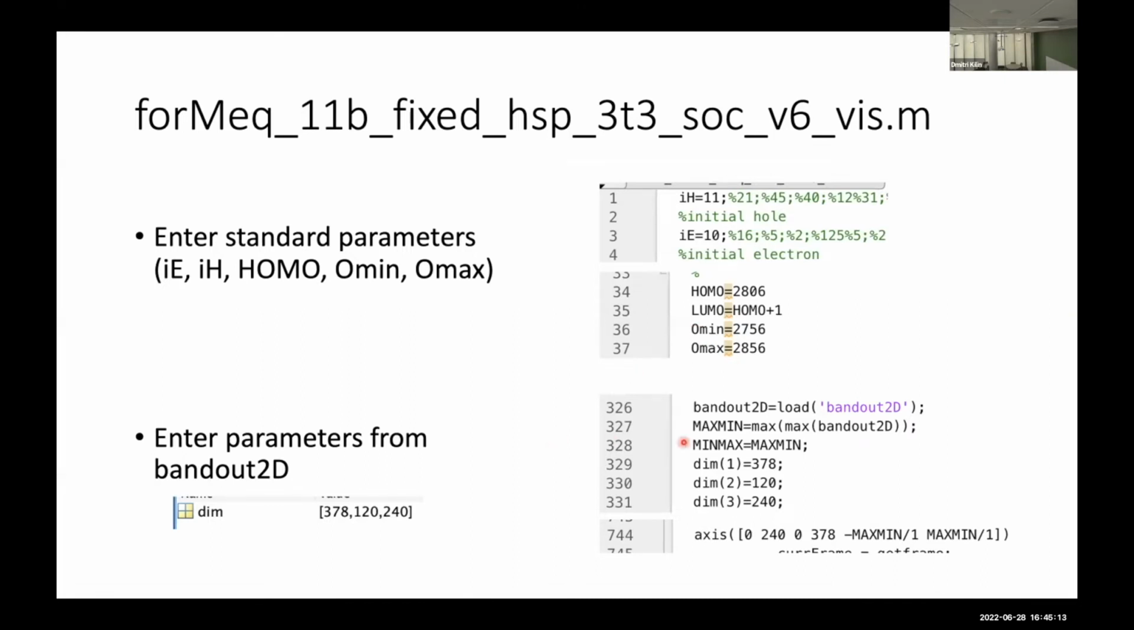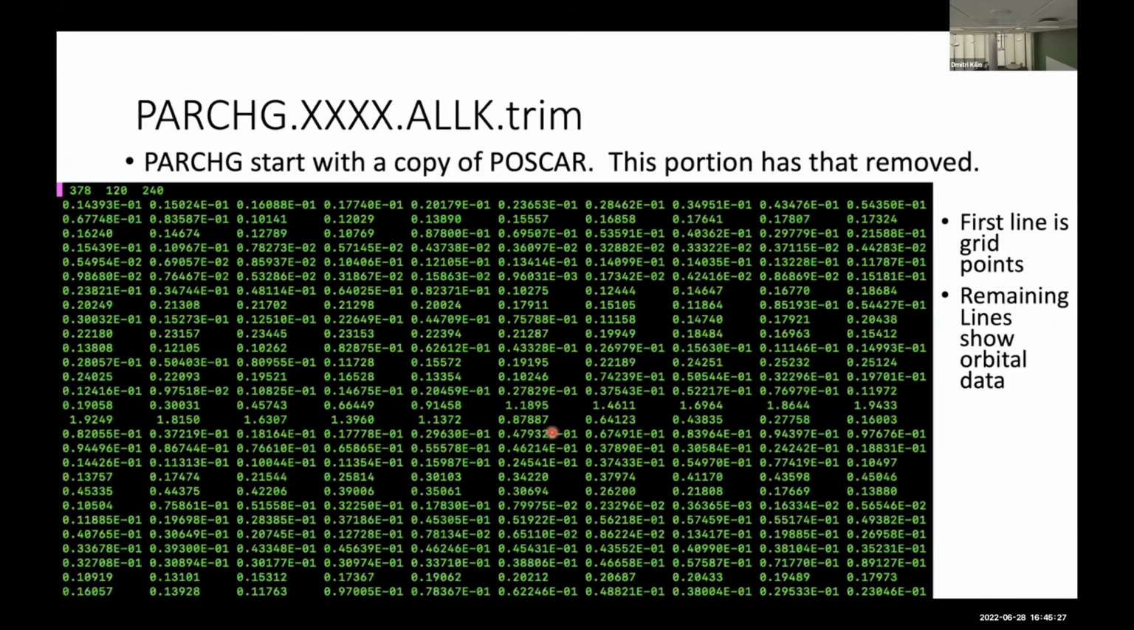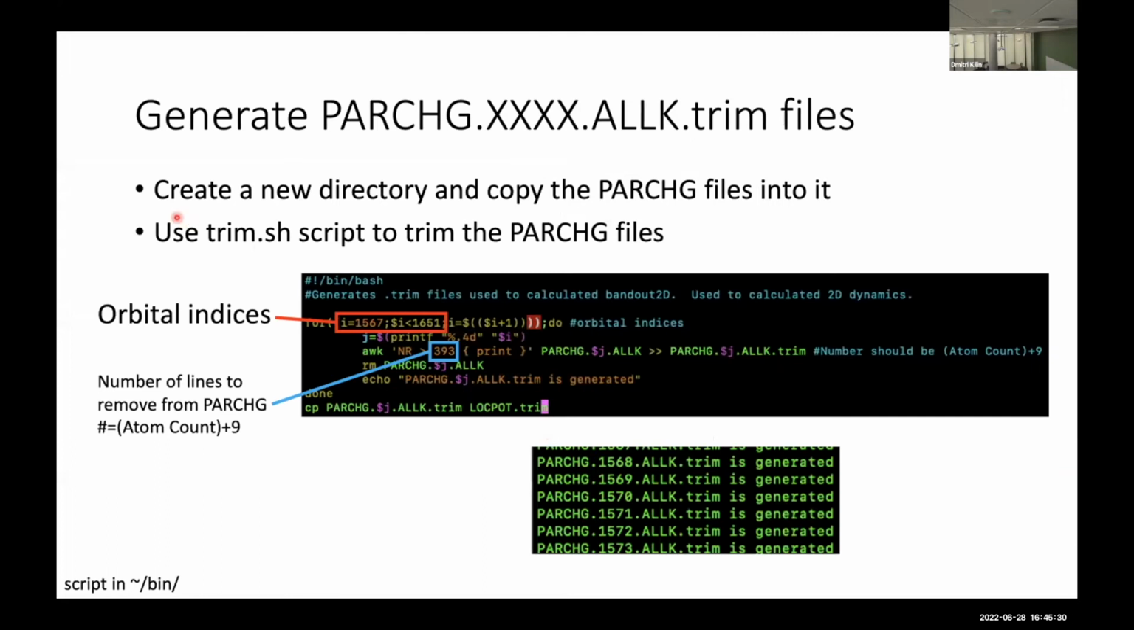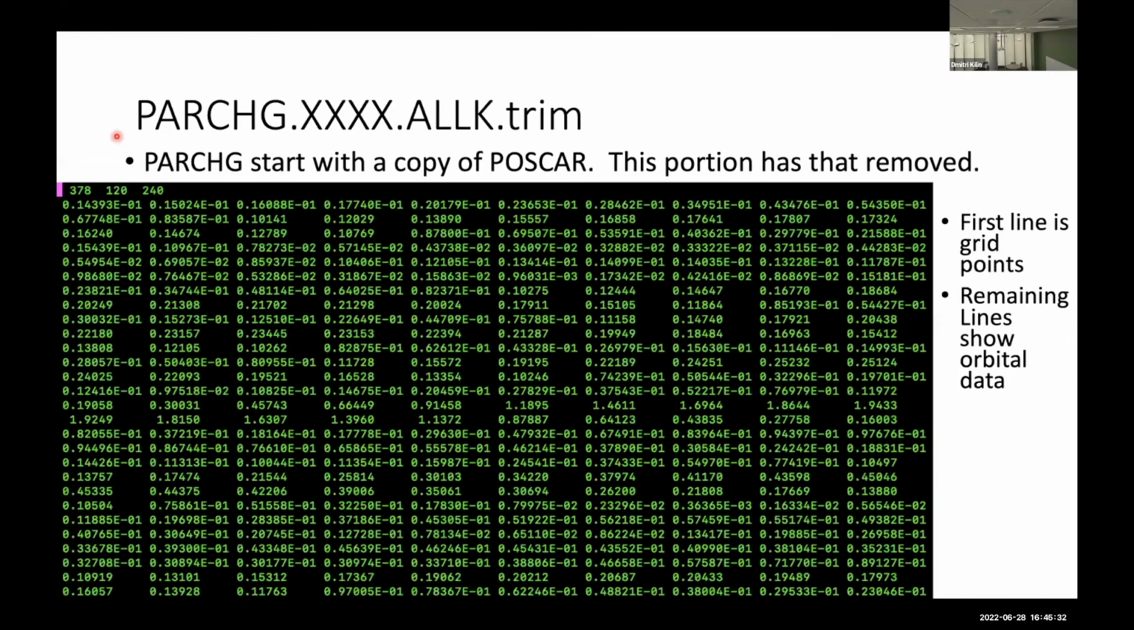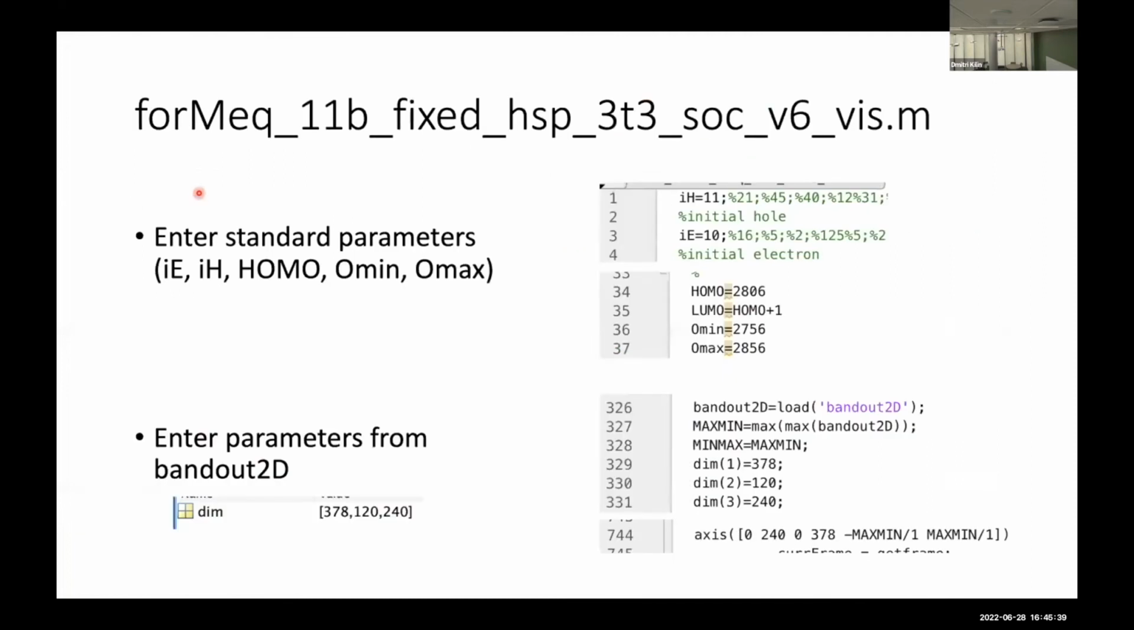Then a little further down, you'll find this band out 2D equals load line, and you'll see all these dim1, dim2, dim3. You need to enter those values, and they are these 3 numbers right here. Another way you can look at them, this is from the workspace on MATLAB from the trim.m script, so it reads it in there as well.